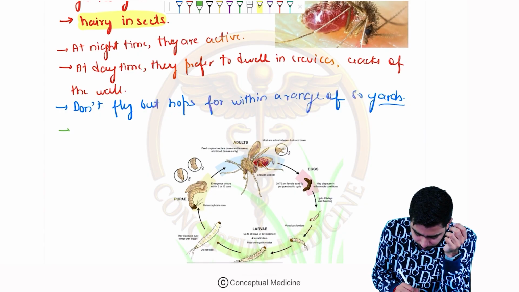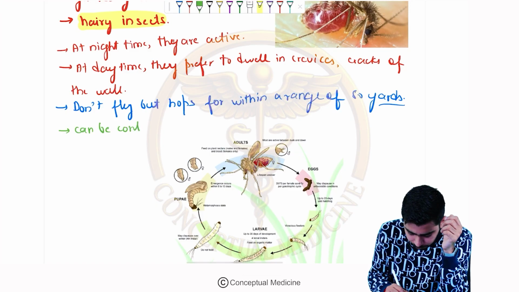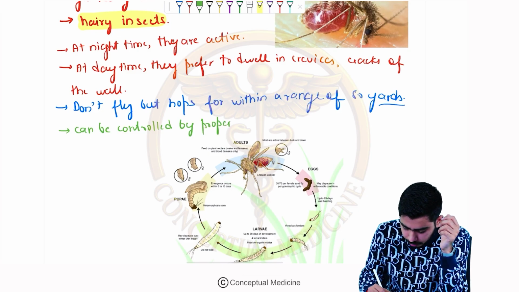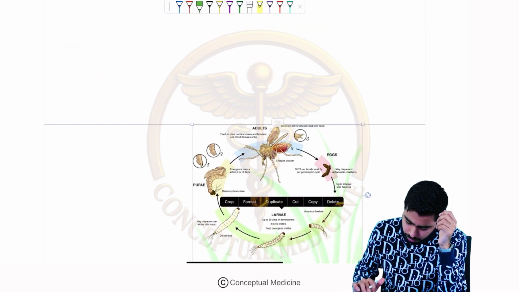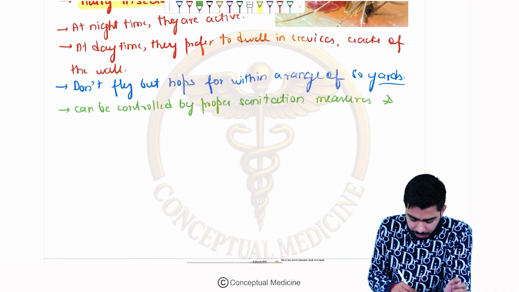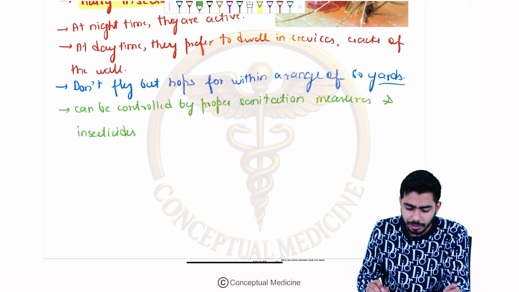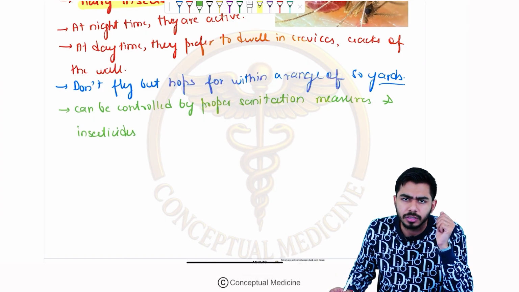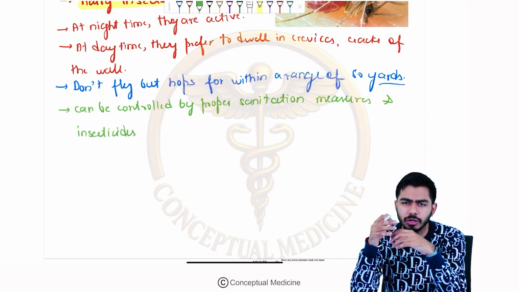So over here we shall write that they can be controlled by the help of proper sanitation measures and by the help of insecticides. What kind of insecticide we shall talk about? I will talk about that in this particular series: what insecticide we shall use for the sandfly, and what insecticide we shall use for the lice.